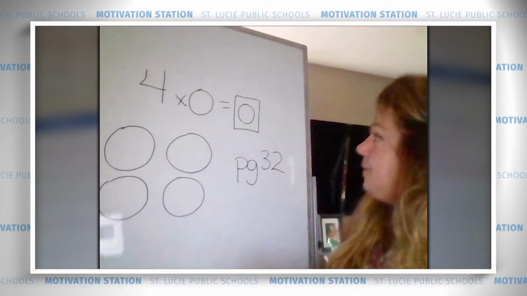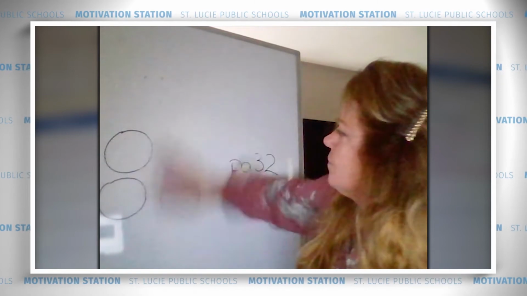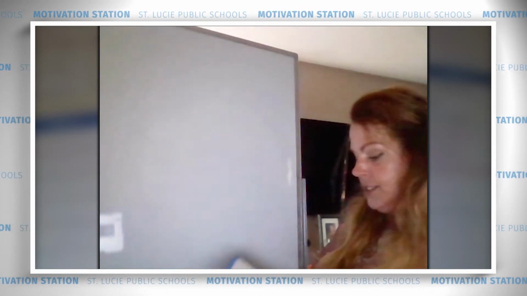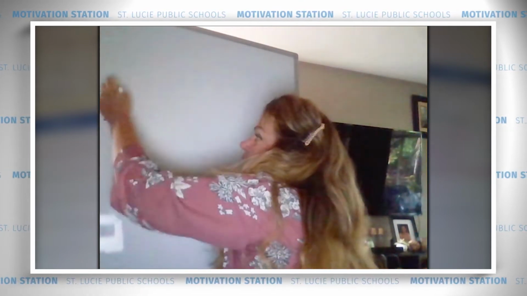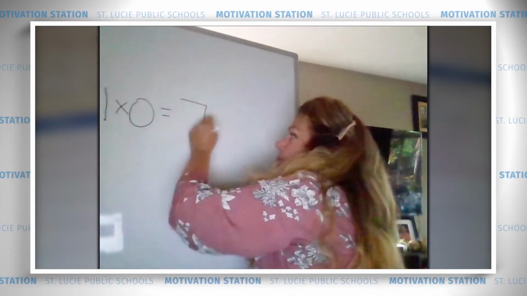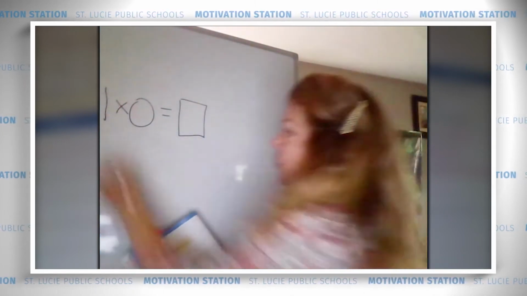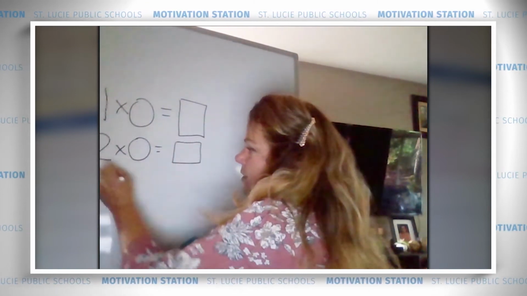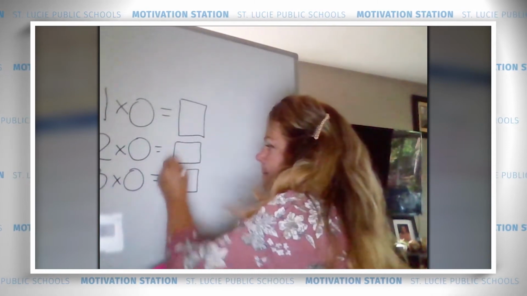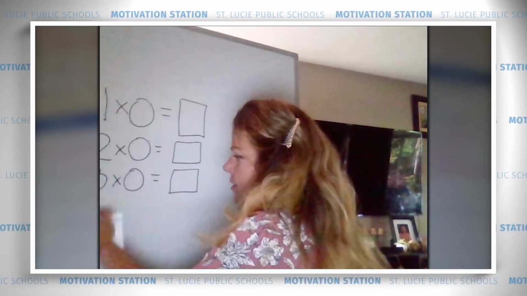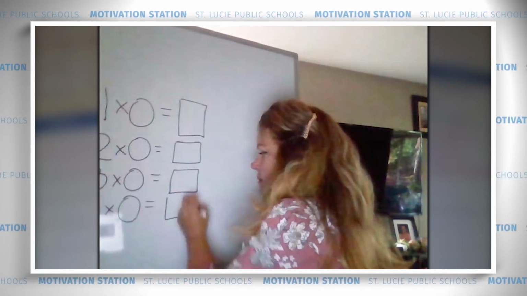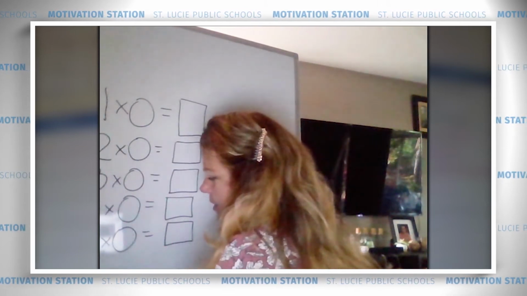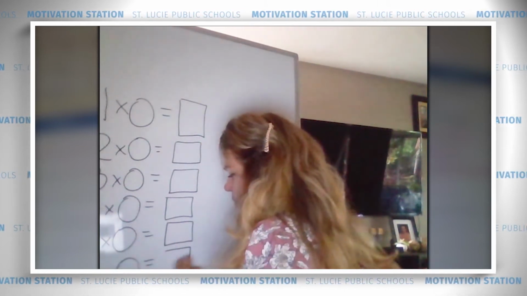All right, so let's look at number 1. Number 1 has 1 times 0 equals, and they have nothing in the box. And then we have 2 times 0. 3 times 0, go up to 6. 5 times 0 equals an unknown product. 6 times 0 equals an unknown product.